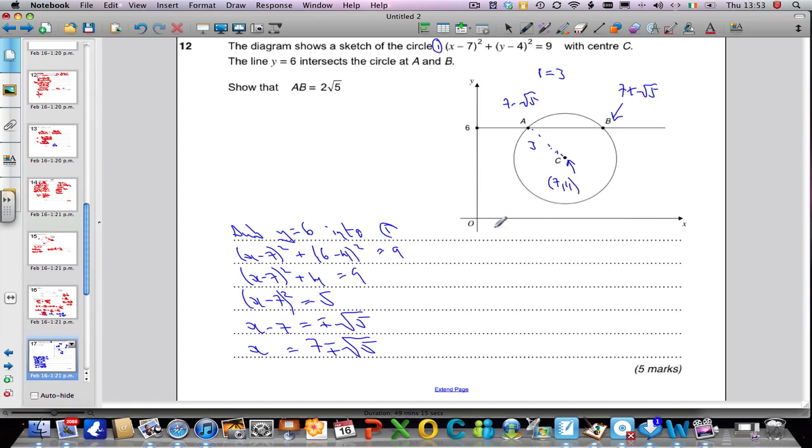And if I want to know the difference between them, I'm going to do 7 plus root 5, and I'm going to take away 7 minus root 5. Okay, now it's imperative here that you watch out for the signs. I'm actually taking that away. 7 take away 7 is 0, so they're gone. And 5 minus root 5 is actually 2 root 5. And there you have it. I've shown that AB is 2 root 5.